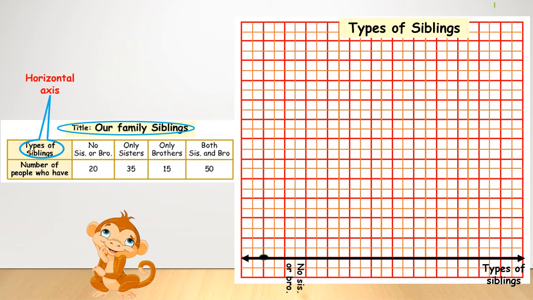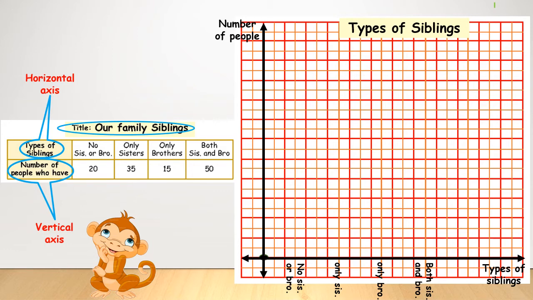We have no sister or brothers, only sisters, only brothers, and both of them, sisters and brothers. And make sure to make a space between each item. Next X, number of people who have these siblings. Okay, vertical X and name it number of people. If you note that, 20, 35, 15, 50, you skip counting by 5. Then we write 0, 5, 10, 15, 20, 25, 30, 35, 40, 45, up to 50.